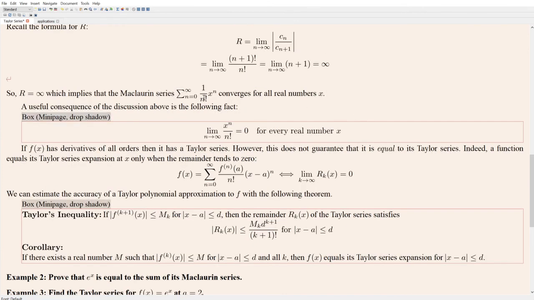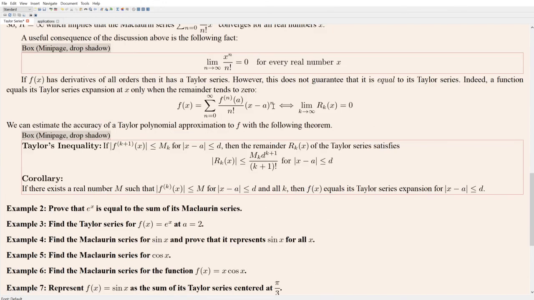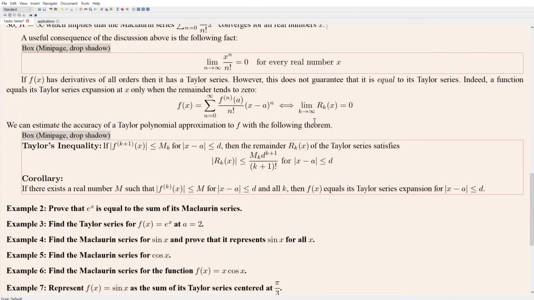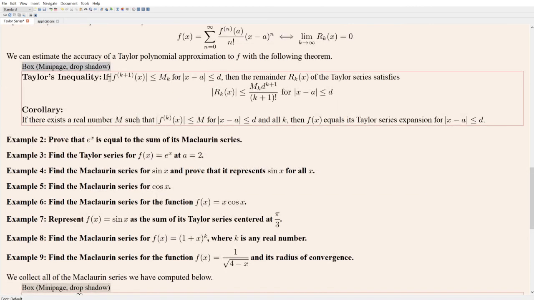Okay, so is this expansion actually equal to the function e to the x? Well, if it is, then this remainder term, which is the difference between f and the partial sums of the Taylor series, has to be going to 0. That's basically what I say here. So how do we get any handle on the size of the remainder? That's where Taylor's inequality comes in.